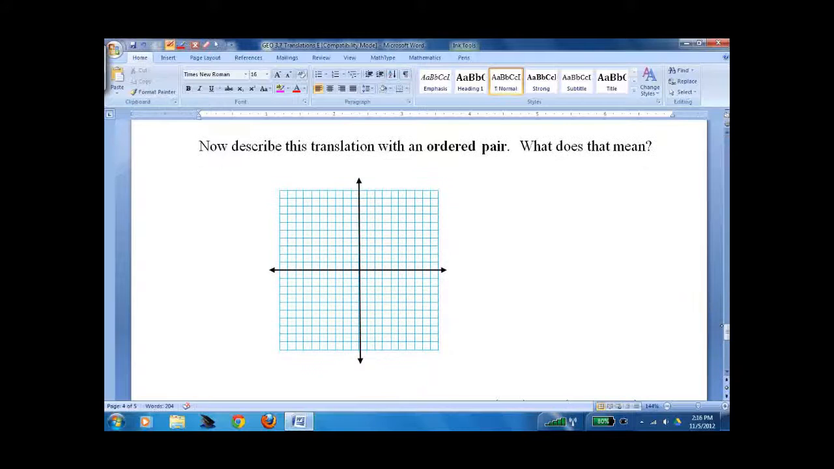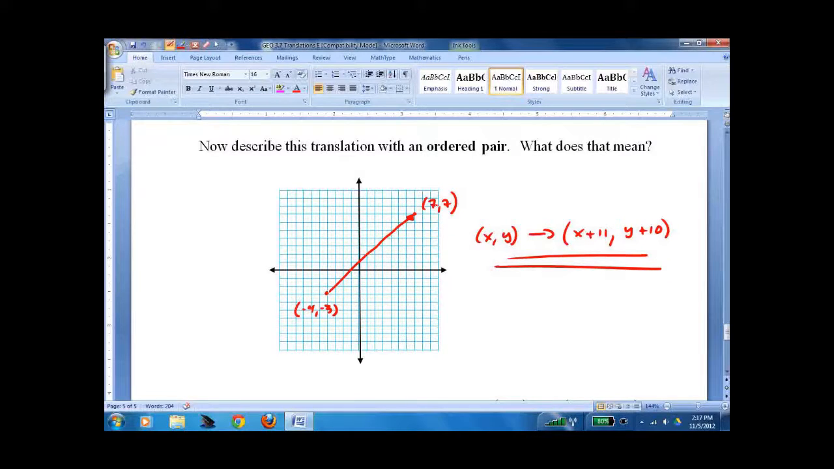So now, just moving one point in the interest of time. Move it here. So this point is 1, 2. So let's get all the way down here. -4 comma -3, and we go all the way up to here. That is 7 comma 7. So we write it like this: x comma y translates to x plus 11, y plus 10. -4 plus 11 is 7. -3 plus 10 is 7. That is how we write it with an ordered pair.